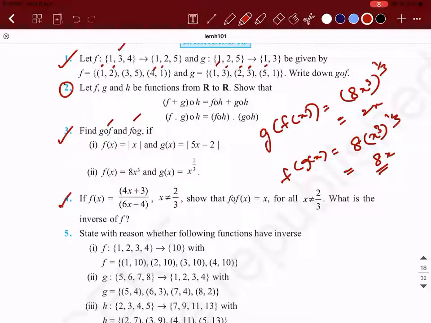So this is a good problem. If f is a function mapped from where to where? They have not given it, but will you be able to find? For all real numbers which is not equal to 2 by 3 to codomain, you need to find that range. We don't know what is the value. So show that f circle f of x is equal to x. Can you do that?